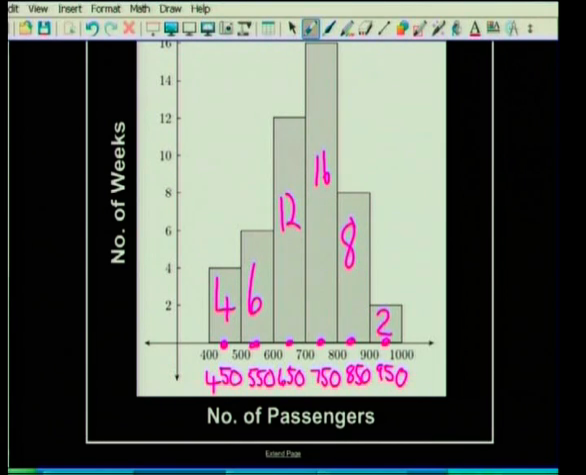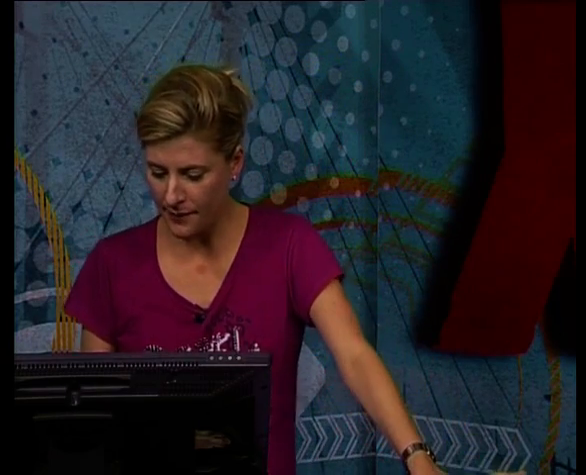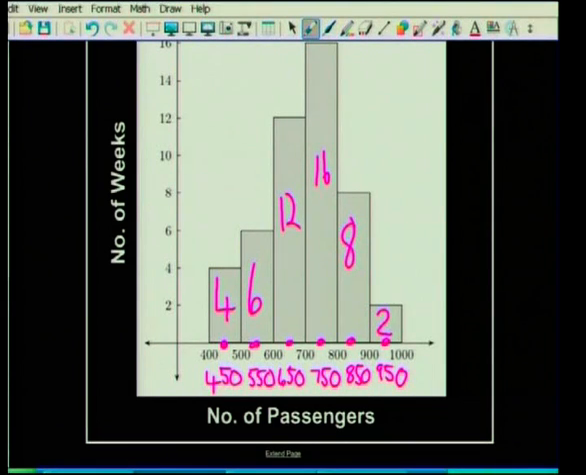Now, the first question doesn't ask me for the mean. It asks me for the total number of passengers. But I know when I calculate the estimate mean, I'm going to take the total number of passengers and divide it by the 48 weeks. So that's really already just a little step in getting to my estimate mean. So how am I going to do this? I'm going to say 450 times 4 plus 550 times 6 plus 650 times 12 plus 750 times 16 plus 850 times 8 plus 950 times 2. So you're going to add all of those together.